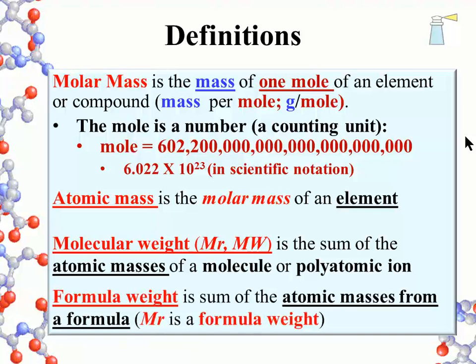Formula weight is the sum of the atomic masses from a formula. Molecular weight is a formula weight. Formula weight is a bit broader because it includes ionic compounds. In dealing with molecules, any of these 3 terms, molar mass, molecular weight, or formula weight, can be considered correct. Use the one that your instructor favors. We'll be favoring molecular weight.